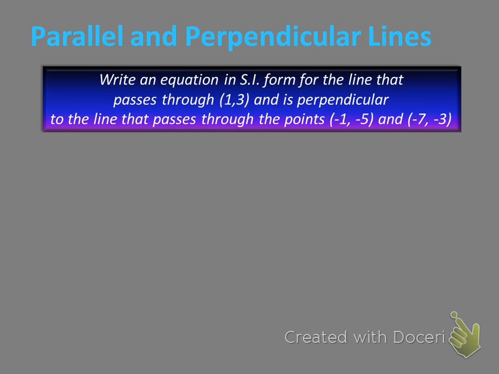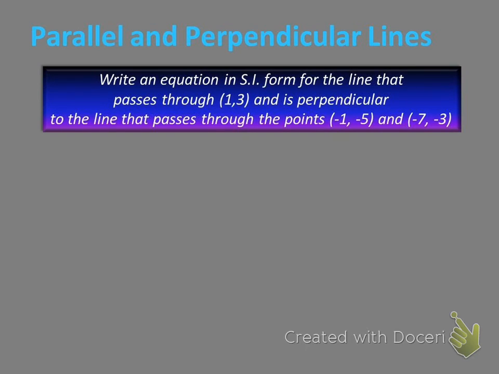Last one. Write an equation in slope-intercept form for the line that passes through the point (1, 3) and is perpendicular to the line that passes through the points (-1, -5) and (-7, -3). Go. All right, so anyways, here we go. Write an equation, slope-intercept form, line that passes through (1, 3), perpendicular to the line that passes through (-1, -5), (-7, -3).